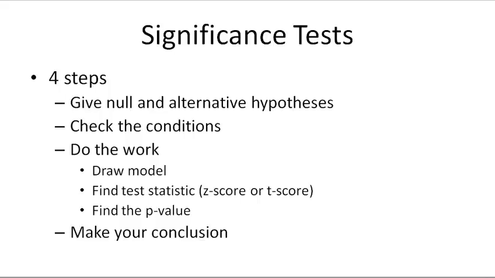And then you're going to find the p-value, which is the probability of your test statistic occurring or more extreme. So we have to find that as well. And remember, we're going to use normal CDF or TCDF for that. And then you have to make your conclusion. Do you reject the null or do you fail to reject the null?